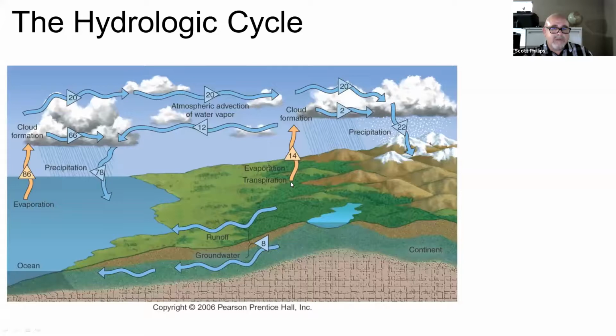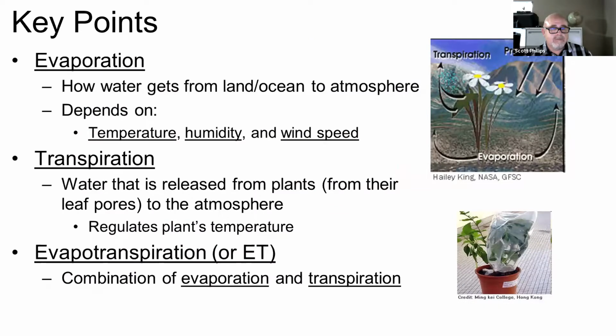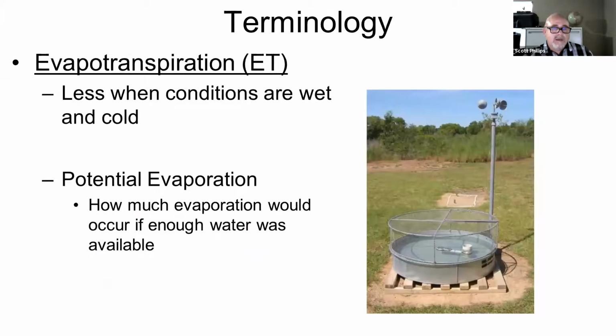So when it comes from the land, the total amount leaving is both evaporation and transpiration, or evapotranspiration. So instead of just saying evaporation for the total amount leaving, we use the bigger word, evapotranspiration. You get less of that when conditions are wet and cold, and more when it's warm. Kind of intuitive.